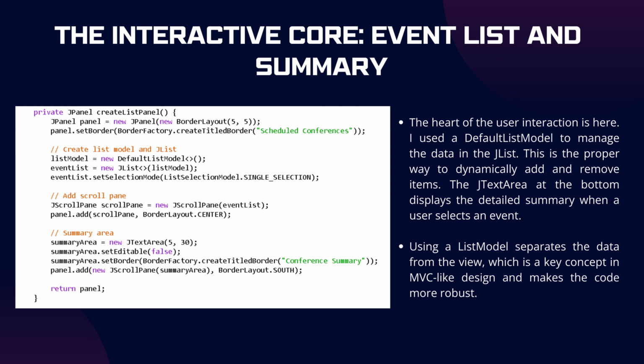The next one, the heart of the user interaction, is here. I use a default list model to manage the data in the JList. This is the proper way to dynamically add and remove items. The JTextArea at the bottom displays the detailed summary when a user selects an event. Using a list model separates the data from the view, which is a key concept in MVC-like design and makes the code more robust.